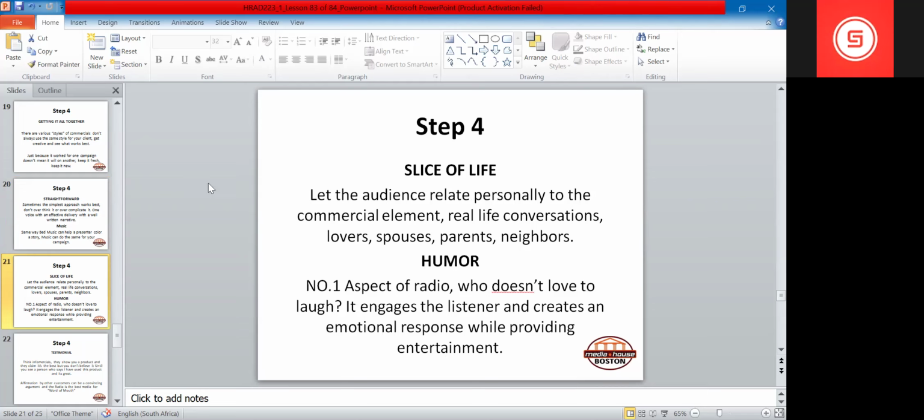And the slice of life, let the audience relate personally to commercial elements, real life conversations, lovers, spouses, parents, neighbors, etc. There's an option over there, or adding some humor if you feel that is going to add to it and not take away. You don't have to make it funny if it's effective already. But if there is some humor and you can somehow incorporate that, and it doesn't discredit the station or the client, right? Then go ahead and do that.